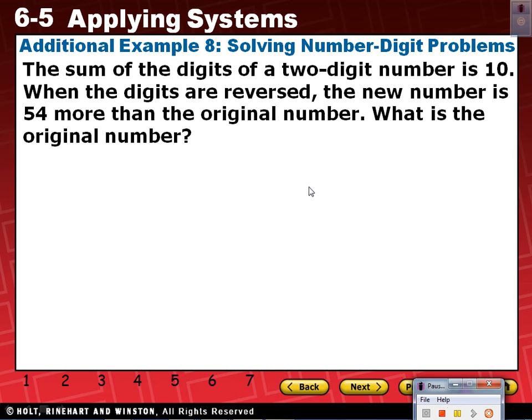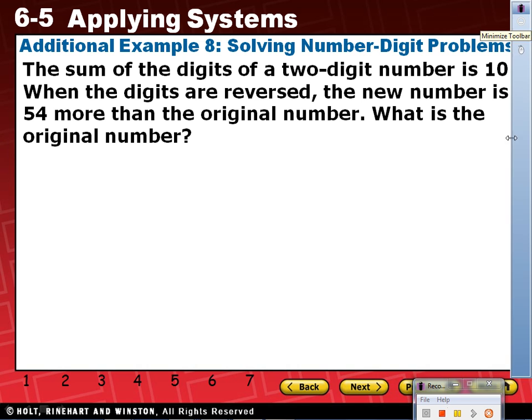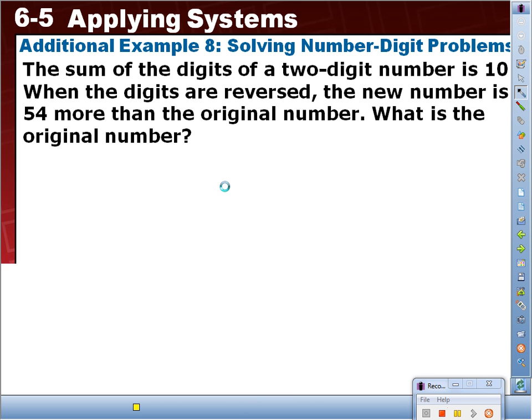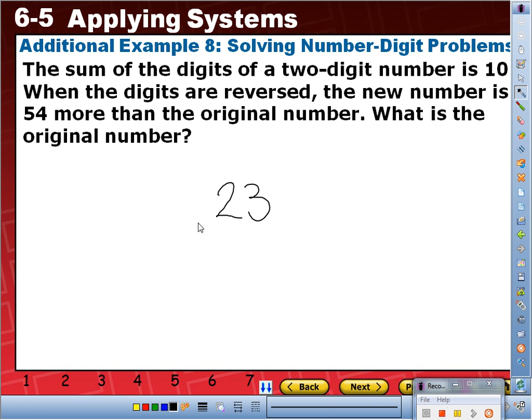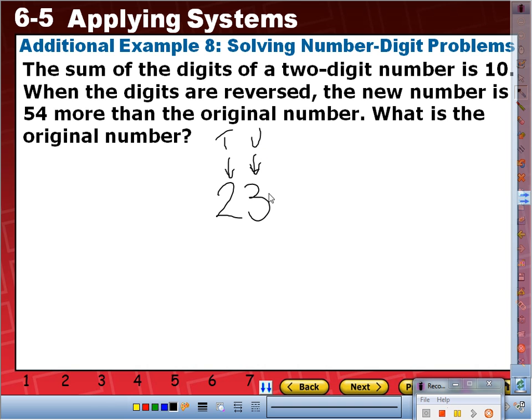So that's a two-digit number, right? And the 2 is on the tens digit, the 3 is on the ones digit. Here, let me show you really quick, in case you don't see it. 23 is a two-digit number. This digit is on the tens. This digit is on the ones, or what we call units. Are we there so far?